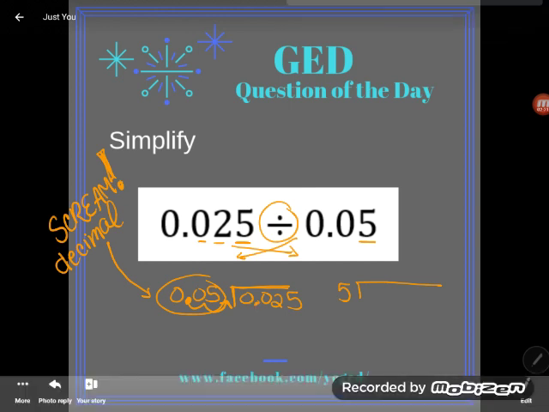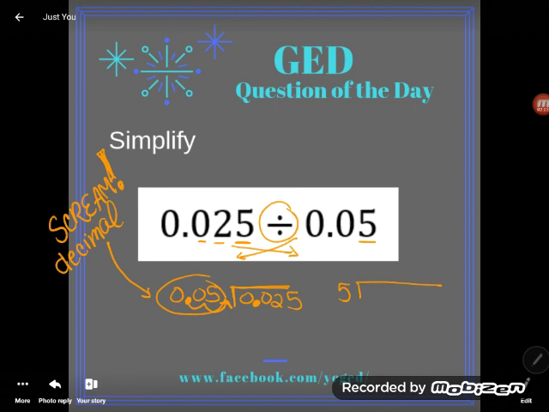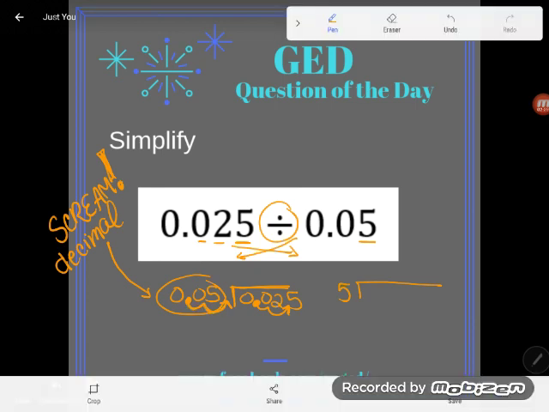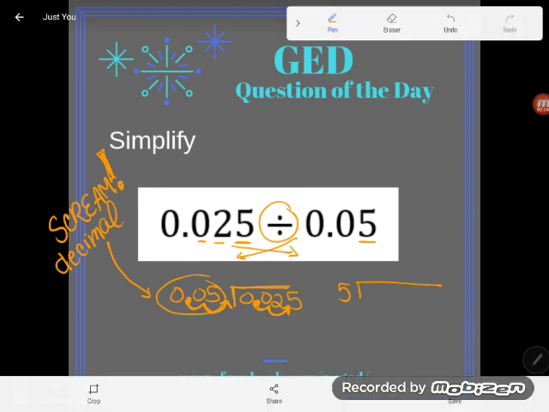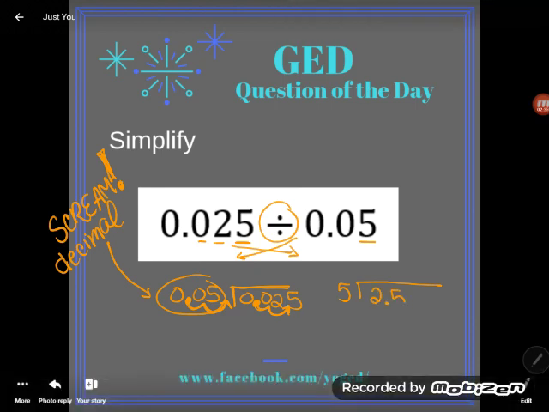So what I'm going to do here is take this decimal place and jump it the same exact number of times, 2 times, in the same direction to the right. Since I moved this one twice to the right to turn it into a whole number, I'll move this one twice to the right to keep my balance. And what number will I have now? I'll have the number 2.5.